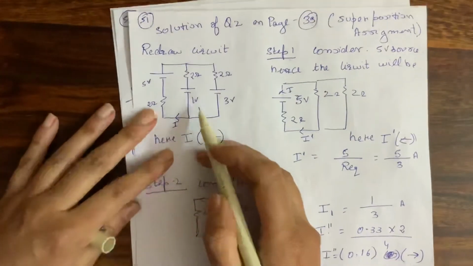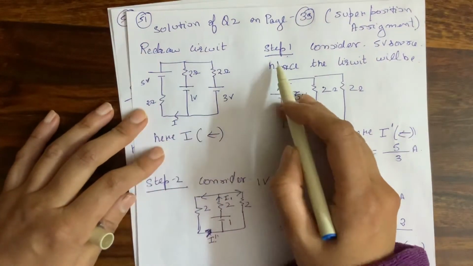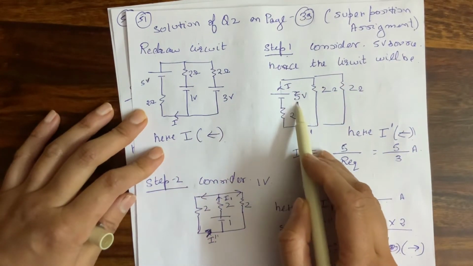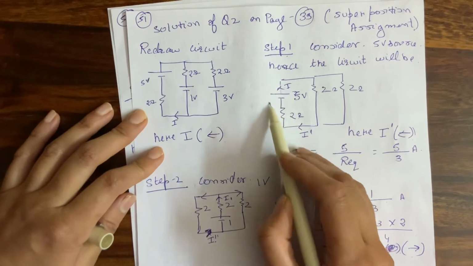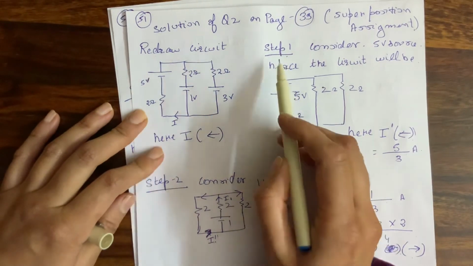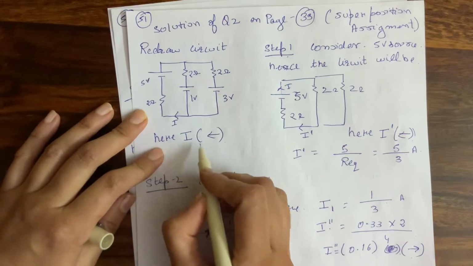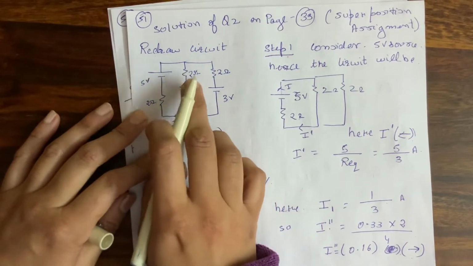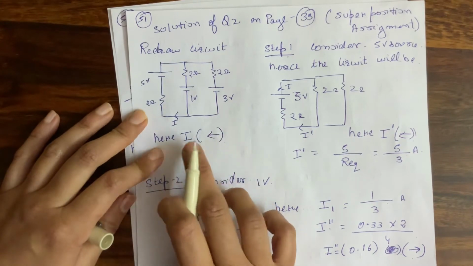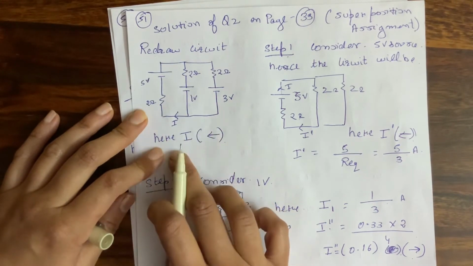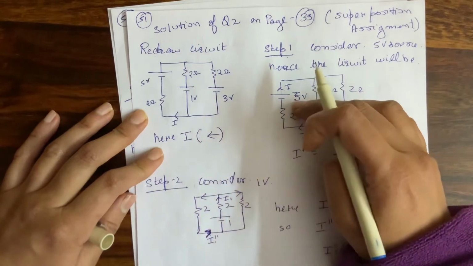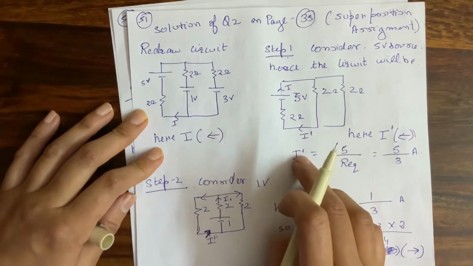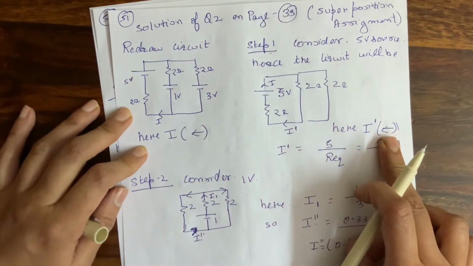So first step is to redraw the circuit, and step 1 is to consider the 5 volt source. When I consider the 5 volt source, what will be the direction of current? Because of this source, it's going upward. So first of all, note down the main current direction. The main current direction which is asked in the question, this is the question I have redrawn again. So the main current direction is I, and it is going towards left. But due to 5 volt, this main current I have named as I dash, and I dash is also going towards left.